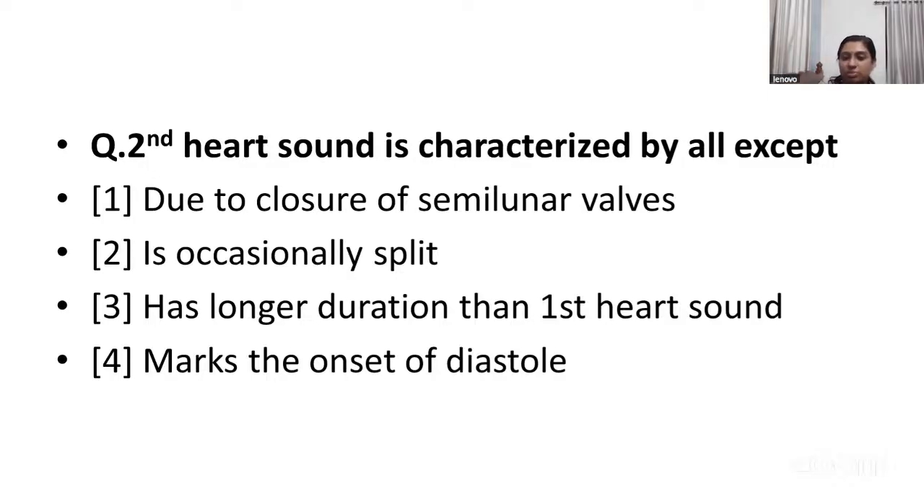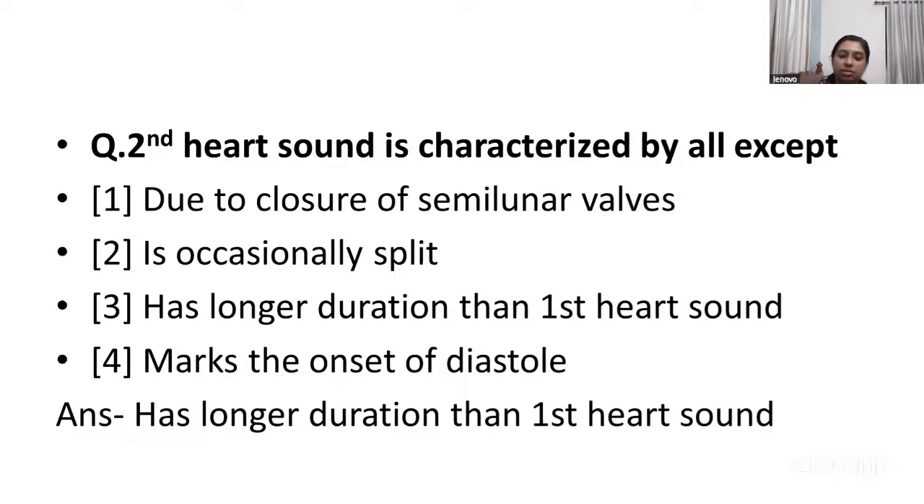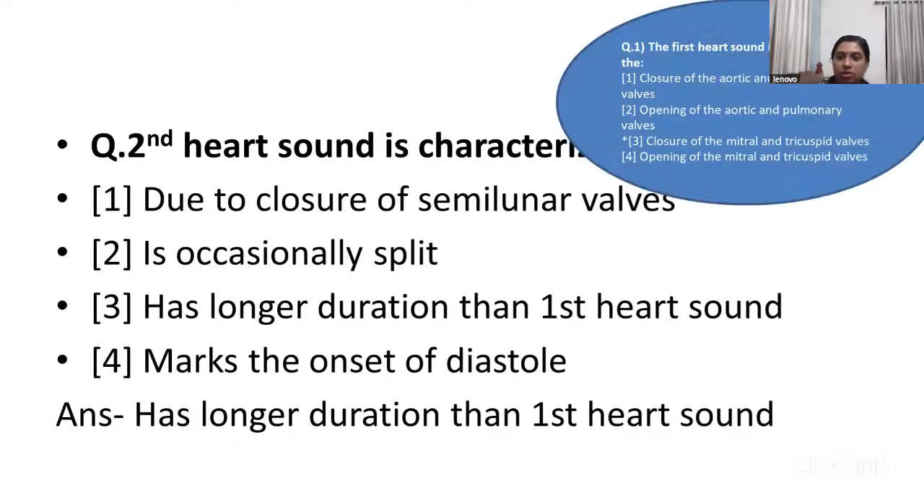Second heart sound is characterized by all except. First option, due to closure of semilunar valves, is occasionally split, has longer duration than the first heart sound, marks the onset of diastole. So except is what they are asking. The answer is has longer duration than the first heart sound; it has a shorter duration when compared to the first heart sound. Another question: the first heart sound is produced by the closure of mitral and tricuspid valves.